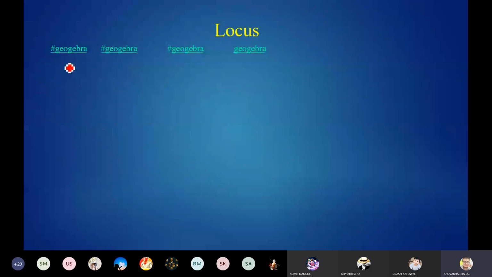Let me show you how the path is developed. I said that moving in this way makes a path, so let me show you how the path is developed. Let me share my screen again. I have to share my desktop here. Just a minute.